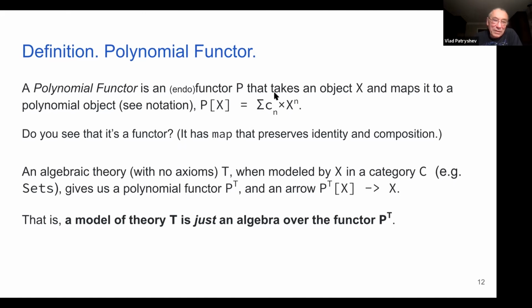It's an endofunctor because it goes from a category to itself, for instance, from sets to sets. So a polynomial functor is a functor P that takes an object X and maps it to a polynomial object, which is the sum or union of Cn, which is just a natural number, multiplied by x^n. So what's a natural number? It's just 1 plus 1 plus 1. So this is how polynomials look. Well, we don't use any negatives here in this specific case. So that's how polynomial functors look.